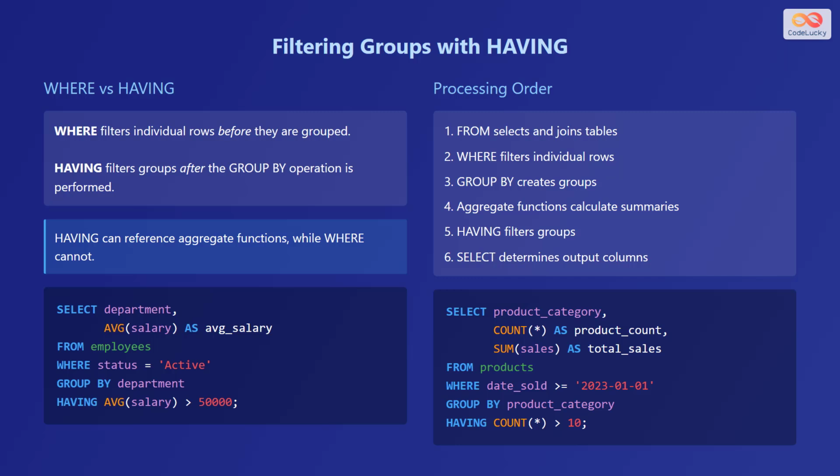Where filters individual rows. Group by creates groups. Aggregate functions calculate summaries. Having filters groups. Select determines output columns. Look at another example.